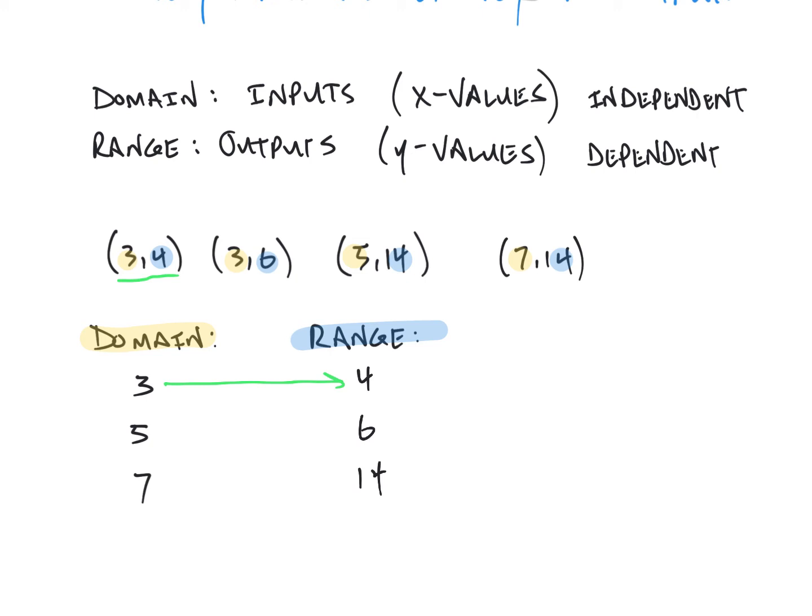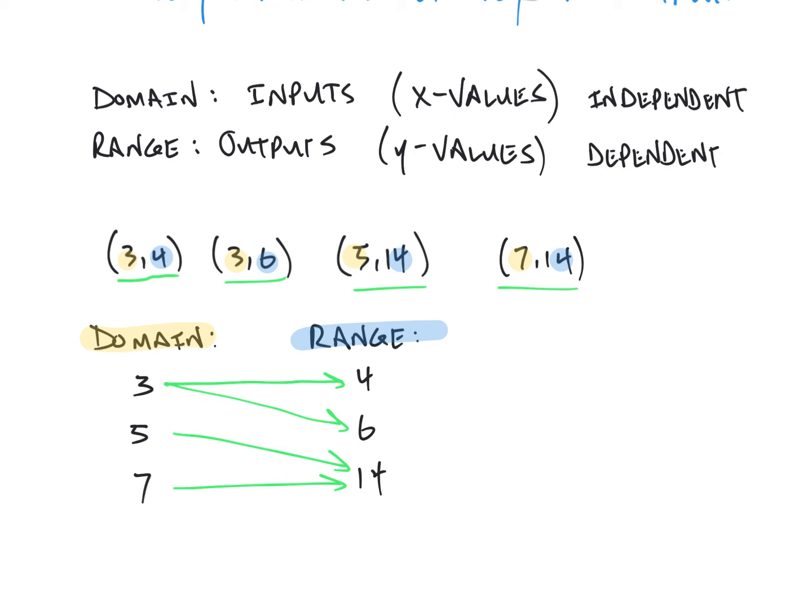Since we have 3 paired with 6, I draw a line from 3 to 6. Since we have 5 paired with 14, I draw a line from 5 to 14. Since we have 7 paired with 14, I draw a line from 7 to 14. Now the question remains, is this a function?